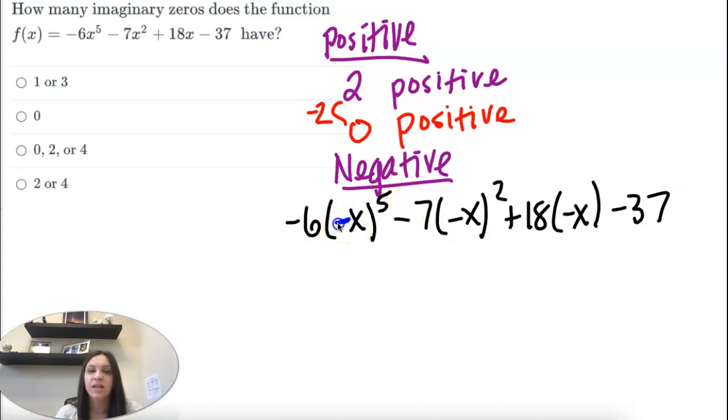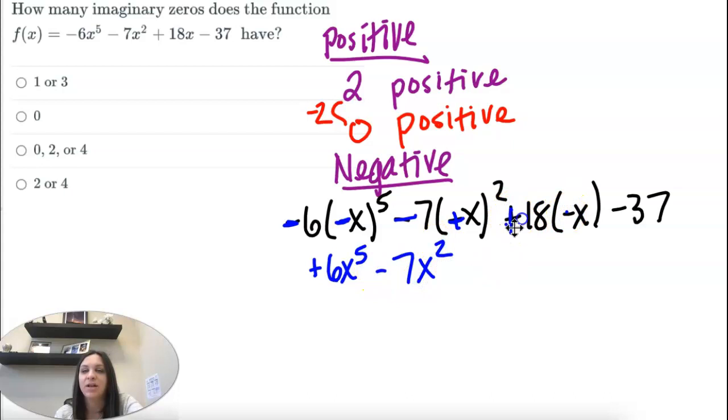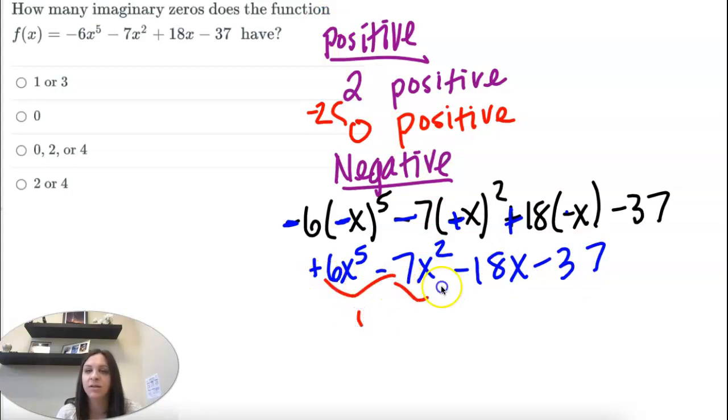So this stays negative, but then I have a negative x times a negative 6, makes a positive 6x to the fifth. A negative squared is a negative times a negative, which is a positive. So, but it's still a negative 7, so it stays negative x squared. Negative times a positive is a negative. Okay, so now we're gonna count our sign changes. One, just one. So it's kind of like the last one, there's one negative.